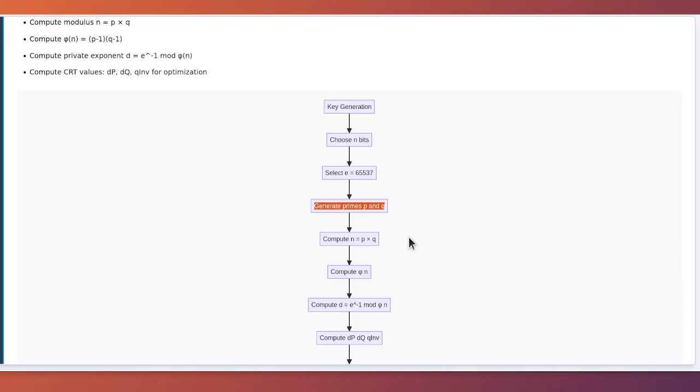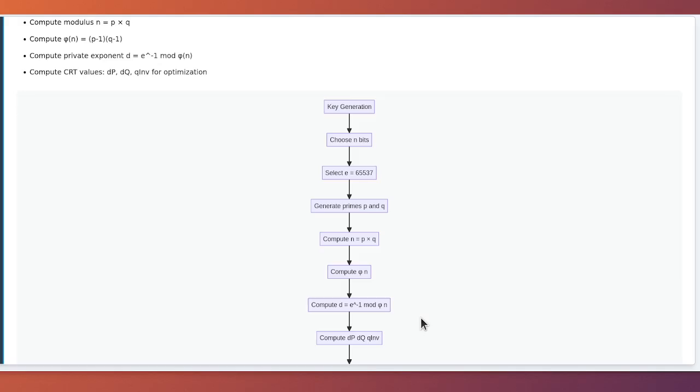Step 4 computes the modulus n by multiplying P and Q. Verify that n is exactly the desired bit length. If not, you need to generate new primes. Also verify that P and Q are sufficiently different. If P and Q are too close, Fermat factorization can find them efficiently. A good rule of thumb is that the absolute difference between P and Q should be at least 2 to the power of n len divided by 2, minus 100, where n len is the bit length of n.